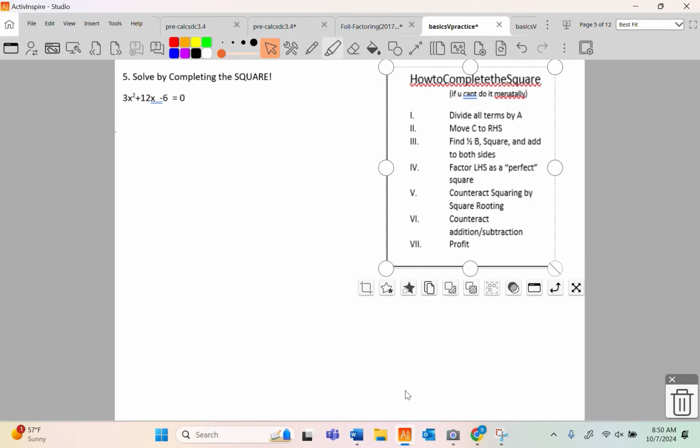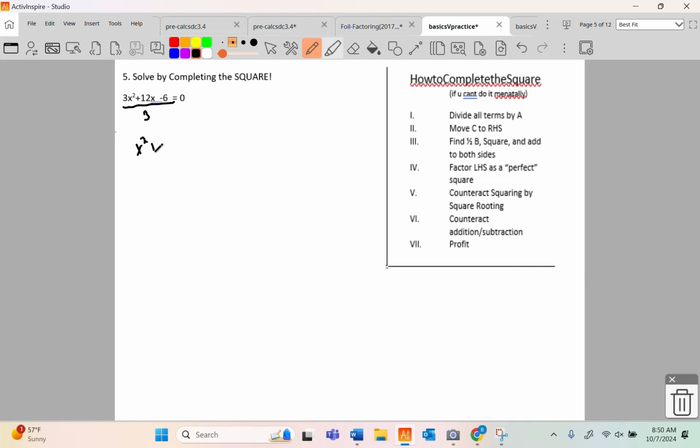All right, first thing you do is you divide all things by a. So everything gets divided by a 3. X squared plus 4x minus 2 is 0. Move the constant to the right-hand side. X squared plus 4x equals positive 2. Notice the space I left? It's because of what's about to happen.